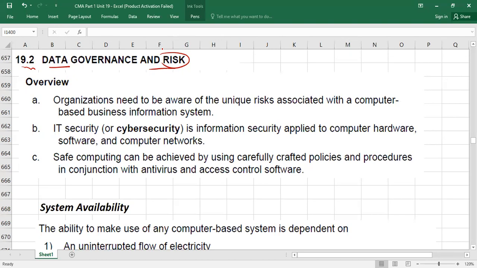So what we have to do to avoid those kinds of risk? For example, if you want to avoid a virus risk, you have to install antivirus software. If you want to avoid unauthorized access to the data, you have to implement access controls, right? You also need to craft policies and procedures, in conjunction with the antivirus software and access control software. So many risks can be managed.